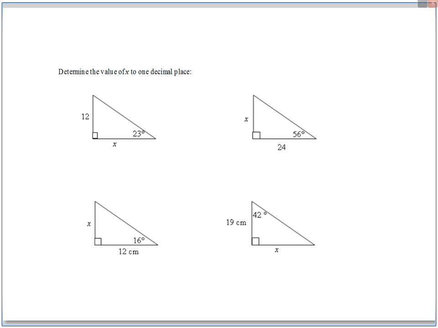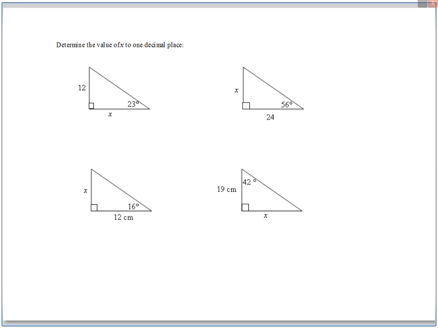Okay, is this what you have on the bottom there? Okay. So do you see how they gave us one of the acute angles? 23, 56, 16, and 42. So that's the one we're going to use. You could solve for the other acute angle if you want, but what's the point? Just use the one that they're going to give you.